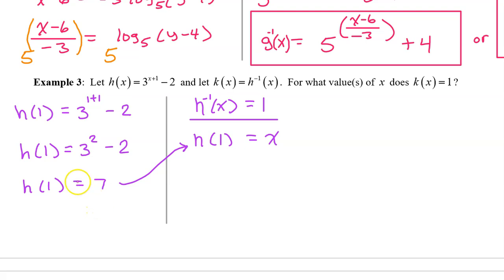Quick recap. We just found that h at 1 is equal to 7. We are trying to find the value of x where h inverse at x will equal 1. But this will only happen when h at 1 is equal to x. But h at 1 is 7, like I just said. So that means x must equal 7.